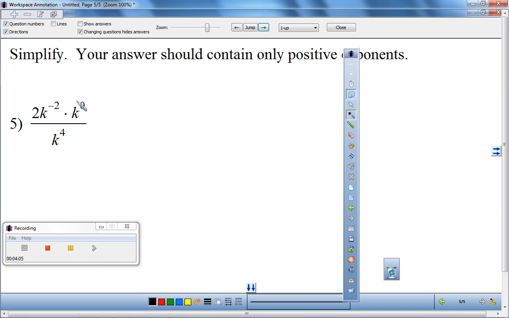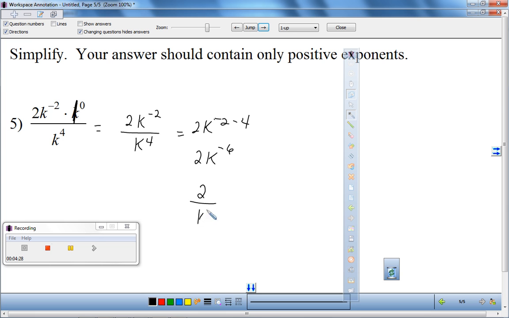Again, that's 1. Let's go ahead and deal with that. So we have 2k to the negative 2nd over k to the 4th. We're dividing here, so we'll set it up as 2k to the negative 2 minus 4. So we end up with 2k to the negative 6. To get rid of the negative, we put it underneath, so we get 2k to the 6th.